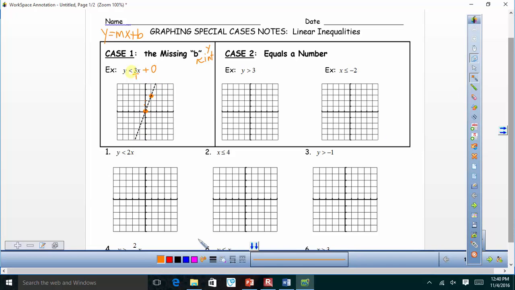And remember, when we were shading, we use our arrows. So I would draw an arrow up from this dot, down from this dot, up from this dot, down from this dot. Now, if it's less than, is it shading above or below? What does less than mean? Are you above or below? Below. So which arrows are going down? On the left or on the right? On the right. So this would be below. So this is where I would shade. Okay, so this is very similar to yesterday.